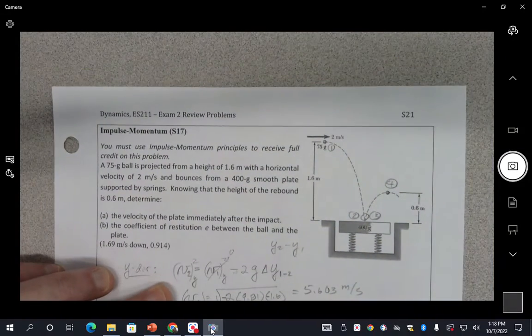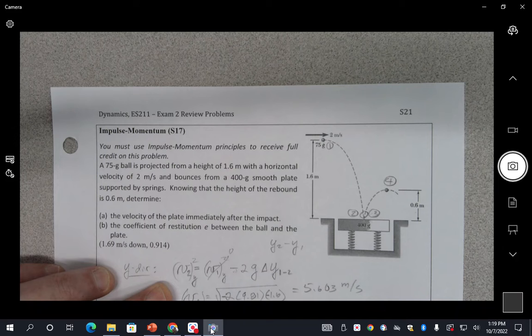That was 75 grams, not kilograms. Yeah. Why would they do grams? Because they're maniacs. I don't know. Is that what you were asking? Kind of, yeah.